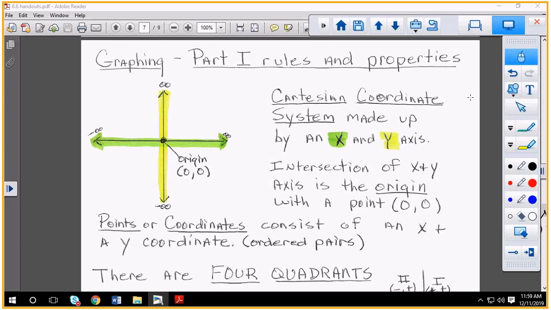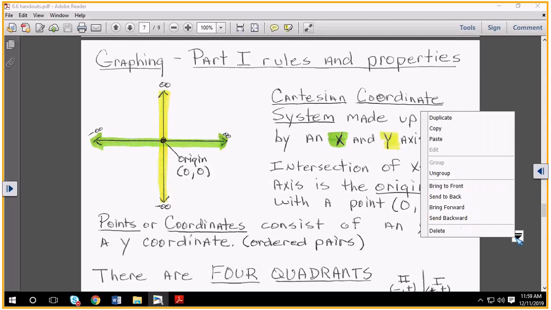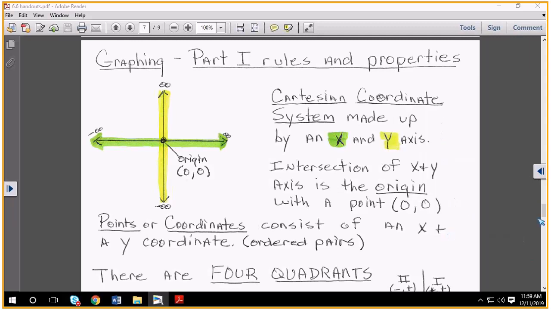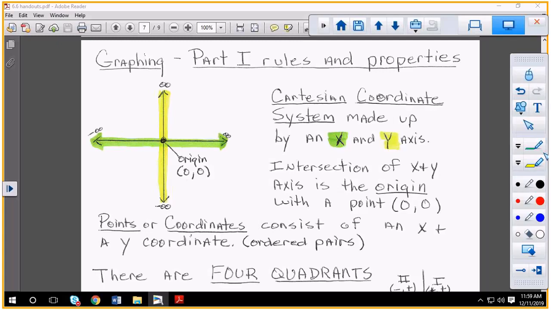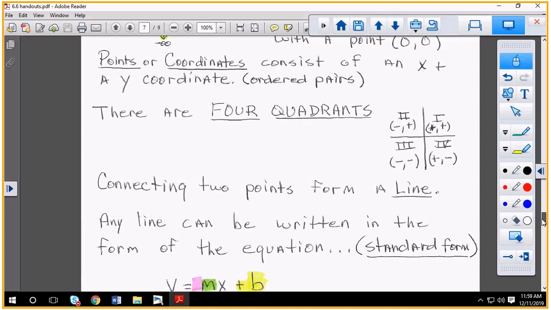The first quadrant, and I'm going to show you that here in just a second. Well, it's not letting me, so I'll have to go over here and do it. The first, second, third, and fourth quadrant. There are the four quadrants.